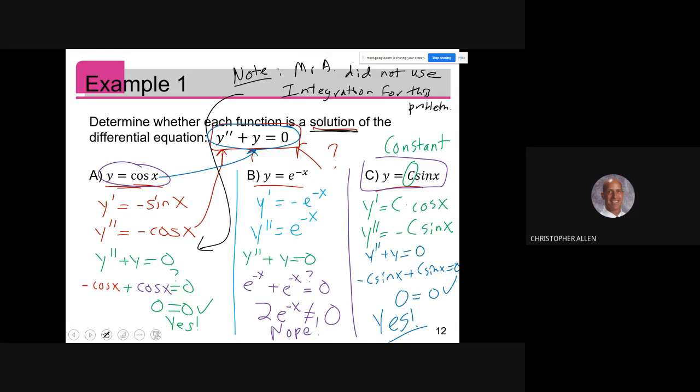Okay. Whoa, what happened there? Not sure what happened there. I'm not even touching anything. That just popped up. Any comments or questions on that example?